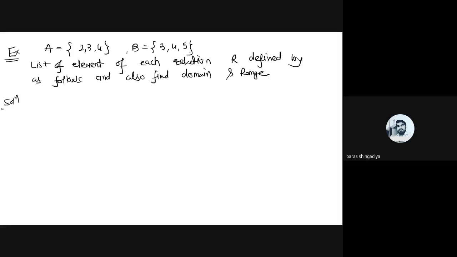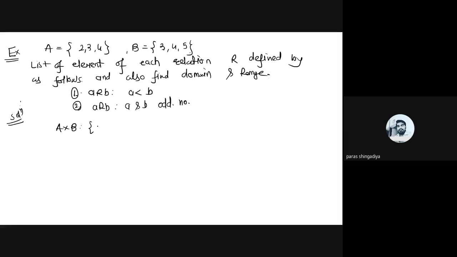Okay, let's solve it. We'll find the domain and range, and it is given that we list the elements as per the relation A R B. The first condition is A less than B, and in the second, A R B where A and B are odd numbers. A and B should be odd numbers; that we'll consider in this relation. So let us solve the first one. First we'll define A cross B if required, and then we can check both relations.